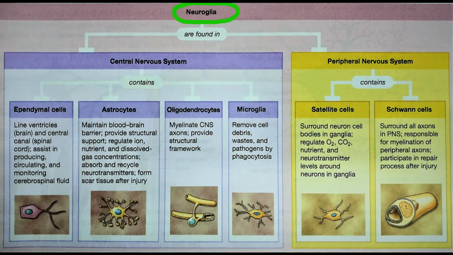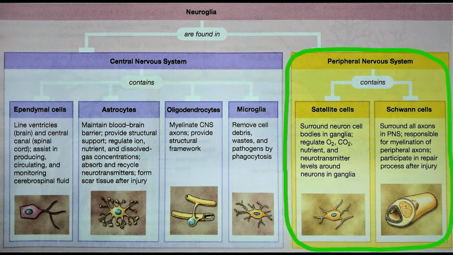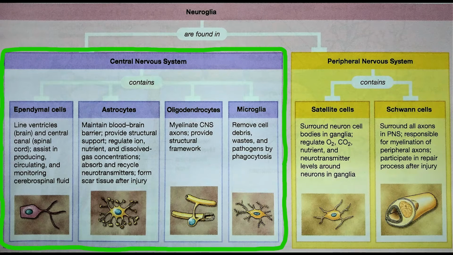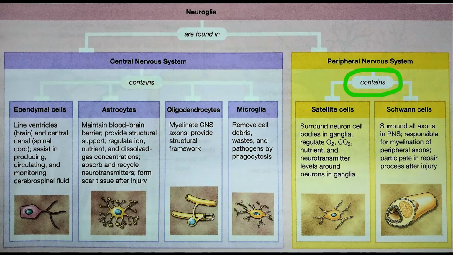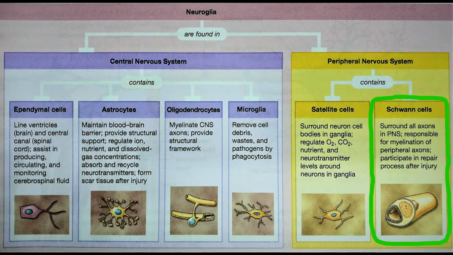All right, so now let's look next at the neuroglia. Neuroglia are supporting cells of the nerves. Here, this is the neuroglia for the peripheral nervous system, and this is the neuroglia for the central nervous system. Okay? For the peripheral nervous system, here you have the Schwann cells. The Schwann cells surround the nerves in the peripheral nervous system.